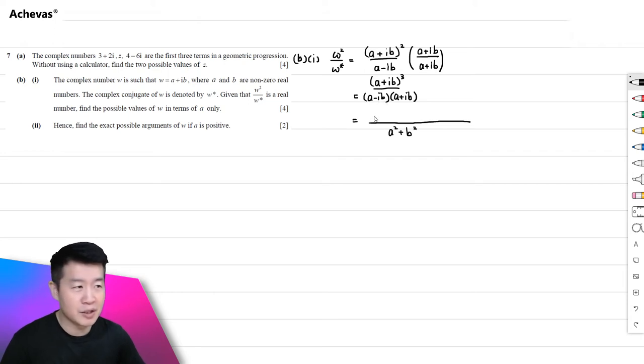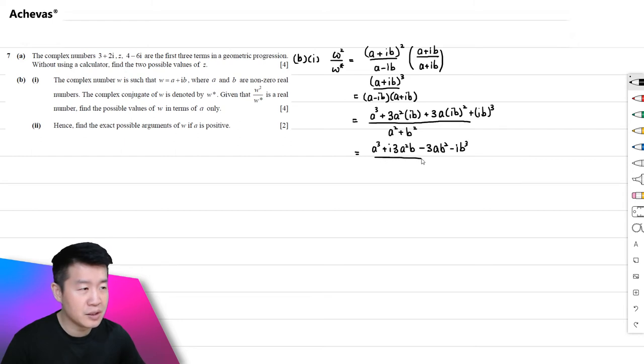Numerator, let's do a binomial expansion. So it will be a to the power of 3 plus 3 choose 1, which is 3, a to the power of 2, ib, secondary school's binomial expansion. 3 choose 2 is 3 also. Then a of ib squared, then plus ib to the power of 3. So in the numerator, we have this and a plus i of 3a squared b. i squared is minus 1, so minus 3ab squared. Then i cubed is minus i, so minus ib to the power of 3. This divided by a squared plus b squared.